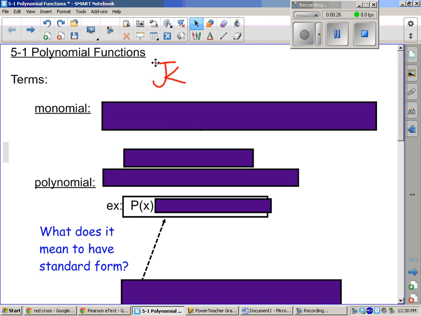Yeah, baby. All right, polynomial fun cushions. Don't you forget the fun part because it is fun, fun, fun. All right, we have to learn some terms here before we start the math.